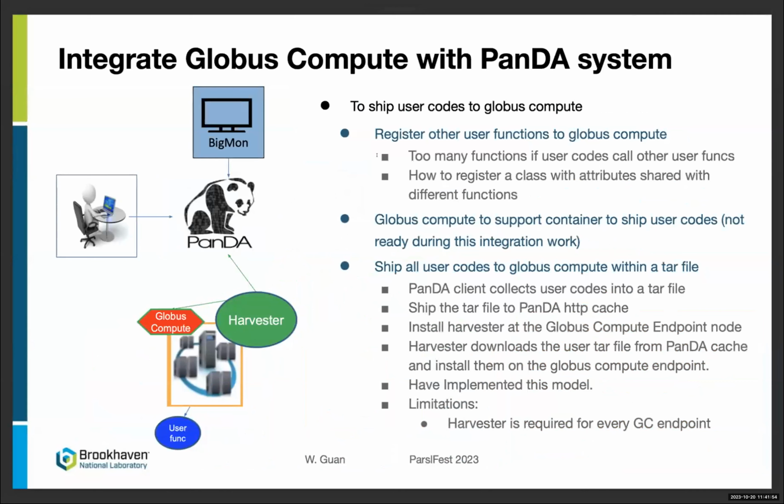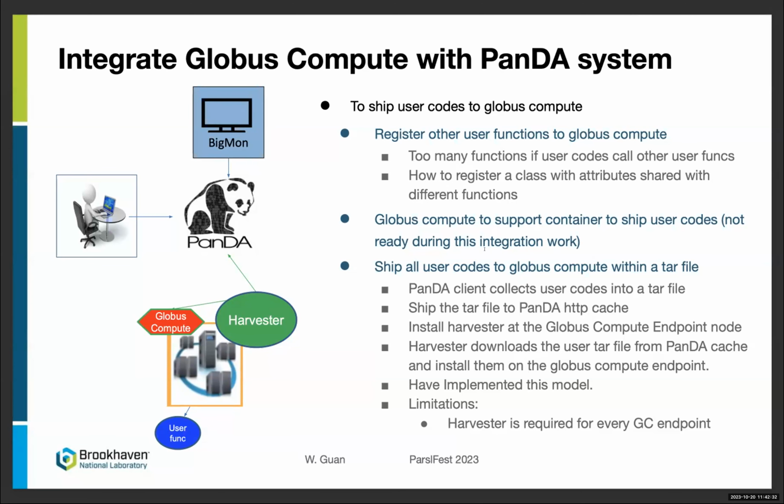So the idea is we need to ship the user code from local to Globus Compute. The first way is we can register all the other user functions to Globus Compute. However, it's too complicated. The user code can call one function, and that function will call other functions. It's difficult to find the dependency. And another issue, for classes, it's difficult to share the attributes between different functions.